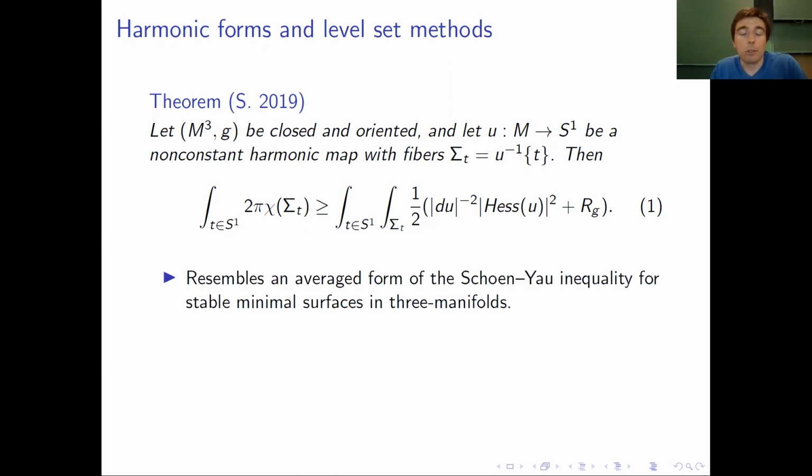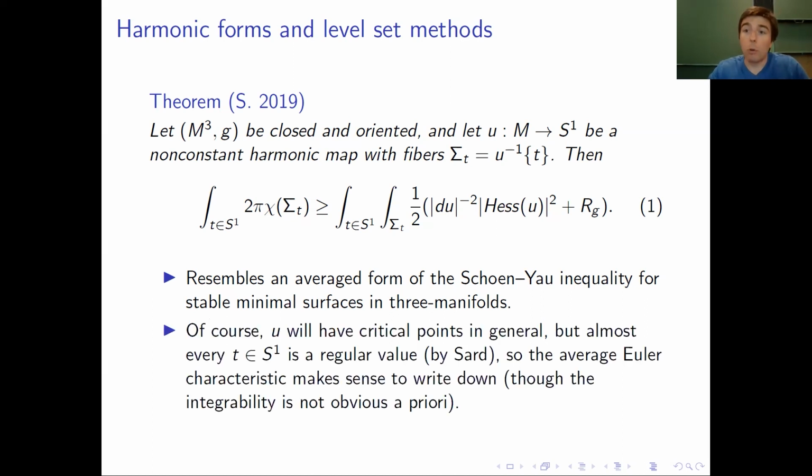So maybe you can note this looks like an averaged form of the Schoen-Yau inequality for stable minimal surfaces in three-manifolds. Okay. And of course, you will have critical points in general. So you can't just write these quantities down and be happy with them initially. There's a little bit of work in checking that these things actually make sense. You can actually say this rigorously, right?